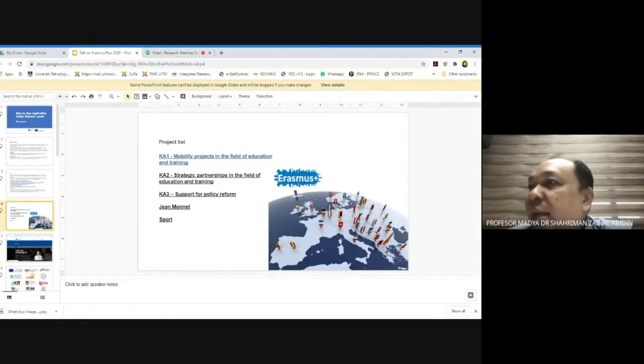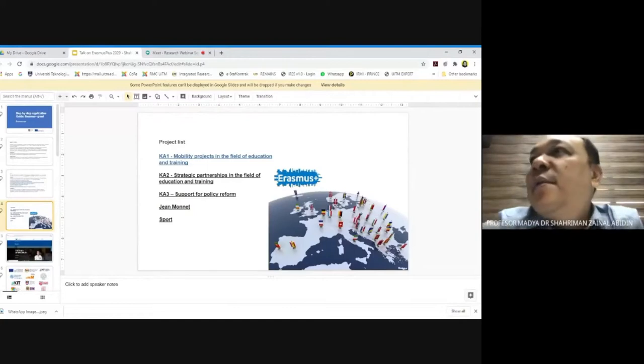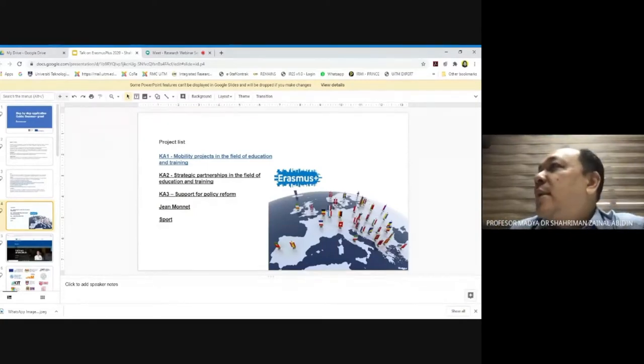The second one is KA2, Key Action 2, which is more on strategic partnership in the field of education and training. This is where my team and I managed to get a grant. In KA2, there are several types of project. One of them is capacity building in higher education. Normally, capacity building in higher education is about how you develop a new program, normally at master's degree level. I can show you our project later.